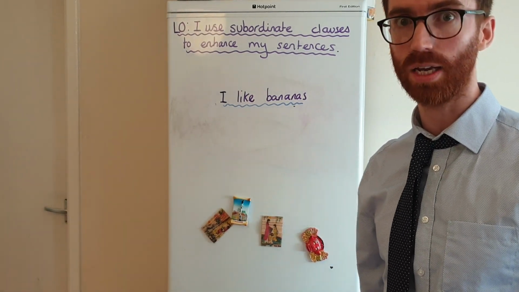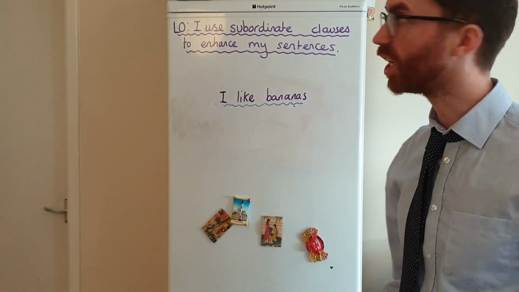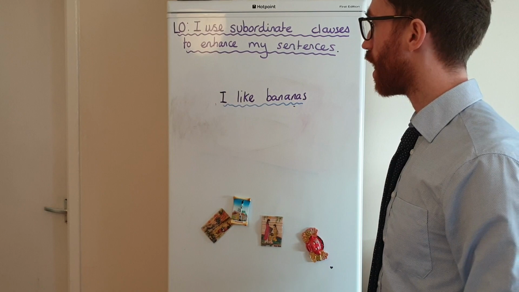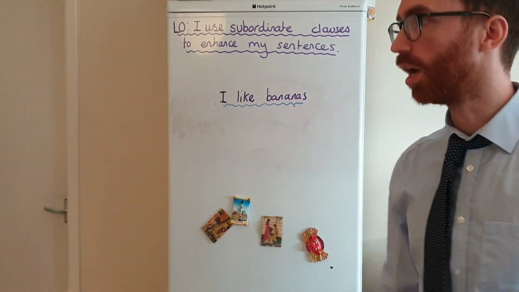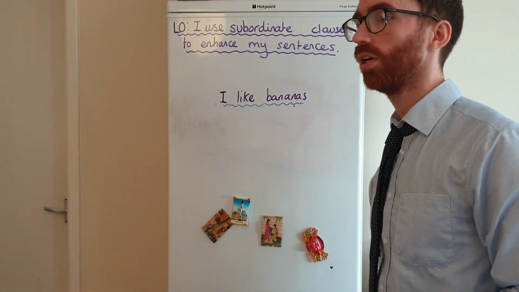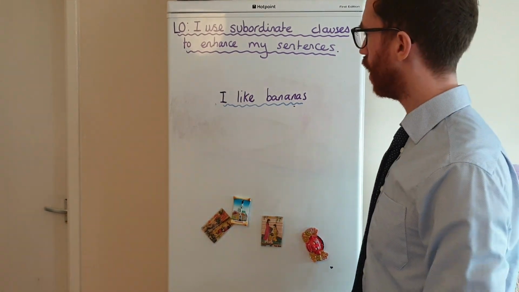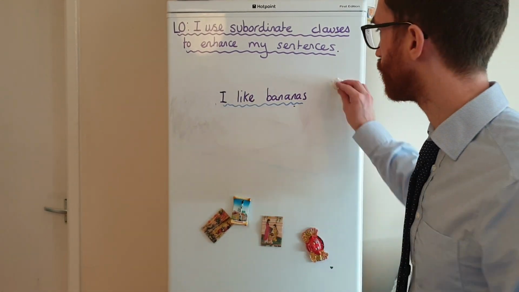Right, now that you've had a little go at that, there are loads of things I could have said really, aren't there? I like bananas because they are yellow. I like bananas after I've eaten a meal. I like bananas, especially the green ones. I don't like the green ones as much. Okay? Loads of different ways to look at it.